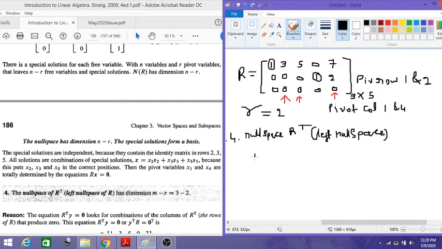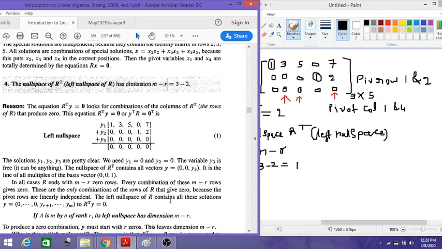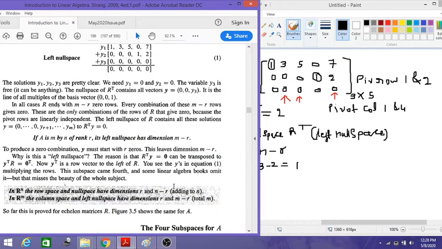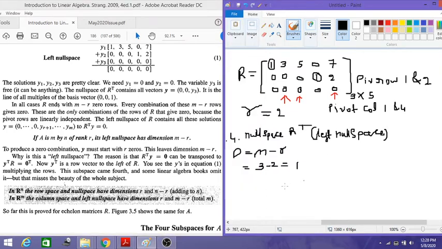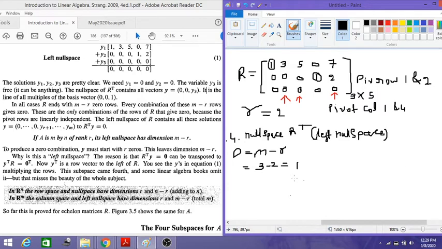Okay, and its dimension d is equal to m minus r. It has 3 rows, so r minus 2 is equal to 1. So the dimension of the matrix is equal to 1. That's the dimension of the matrix for this left case. The basis vector was not discussed here, so for this case it is given as 0 0 1.